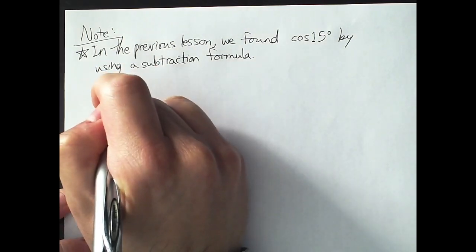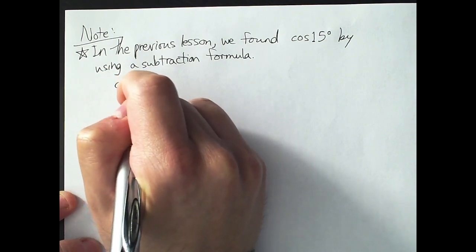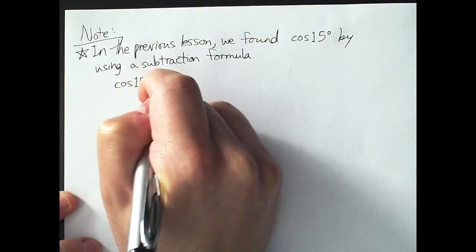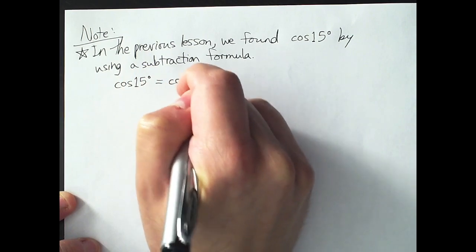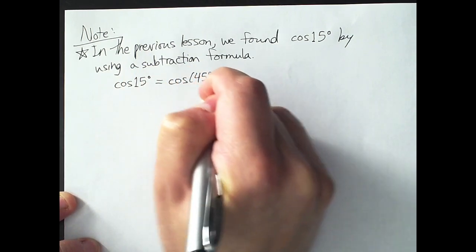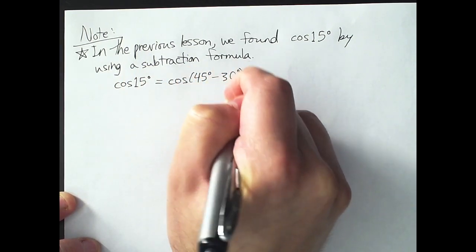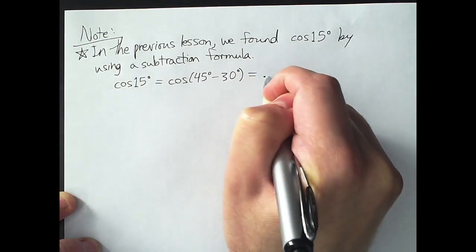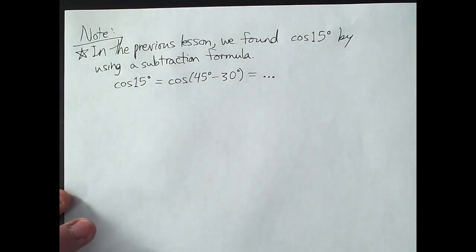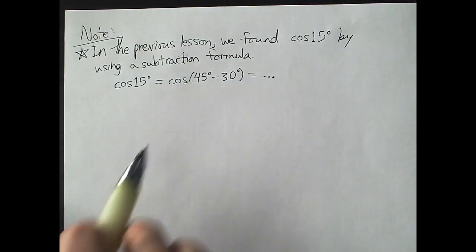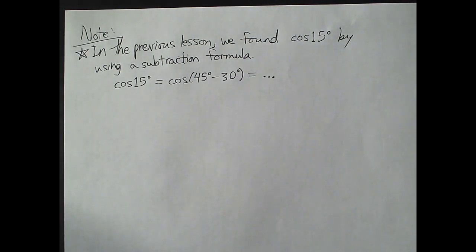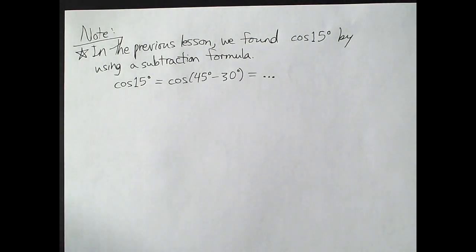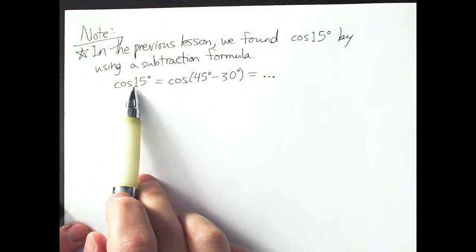The subtraction formula that we used was because we thought cosine 15 degrees could be rewritten as a subtraction of two common angles that we know how to deal with. So we said 15 degrees, well, that's just 45 minus 30. Another option is that you could have done this as 60 minus 45. Just try to find two angles that when you add or subtract them, you get 15.